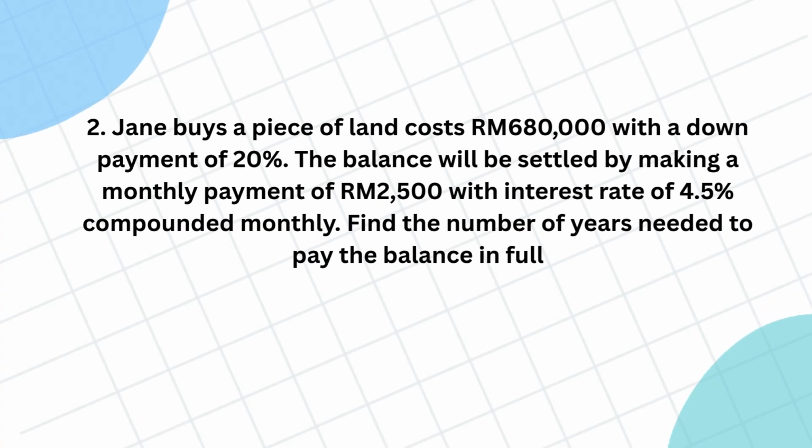Hi guys, so with me Hazim, we will discuss the last question. So I'll read the question. Jen buys a piece of land costing 680,000 ringgit with a down payment of 20%. The balance will be settled by making a monthly payment of 2,500 with an interest rate of 4.5% compounded monthly. Find the number of years needed to pay the balance in full.